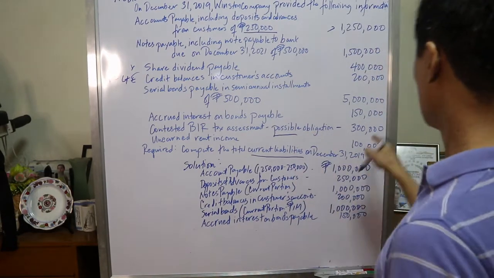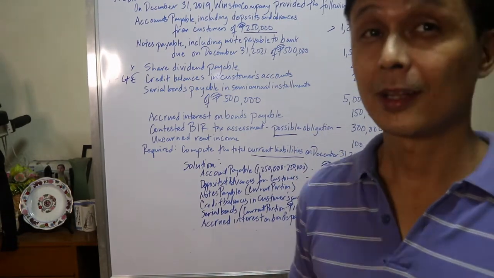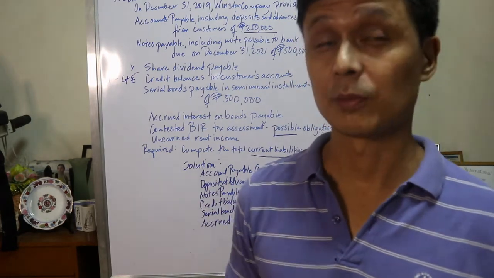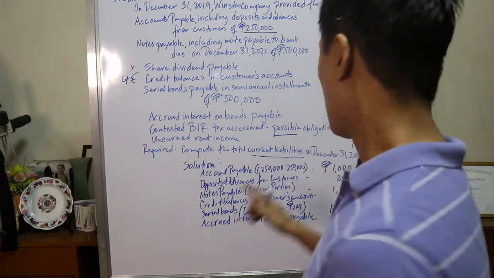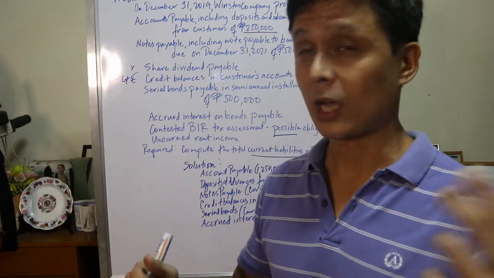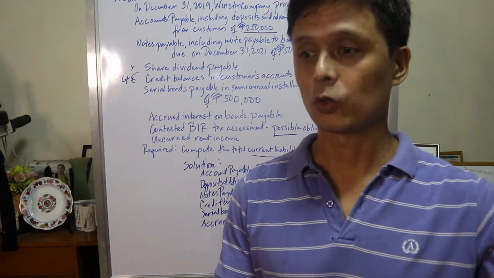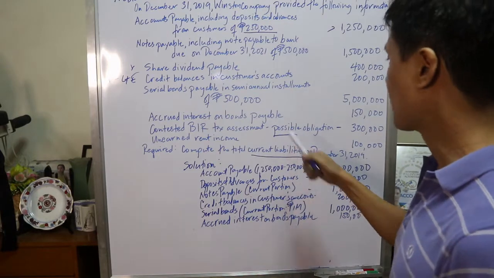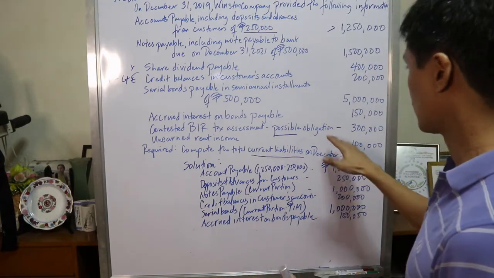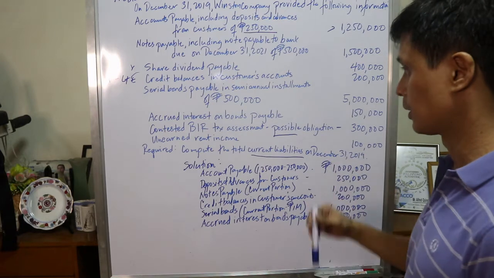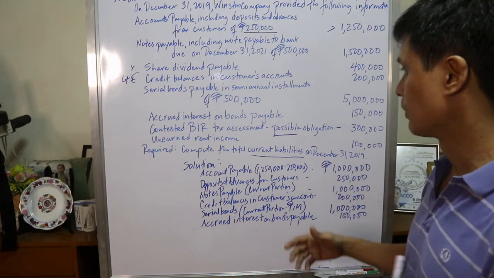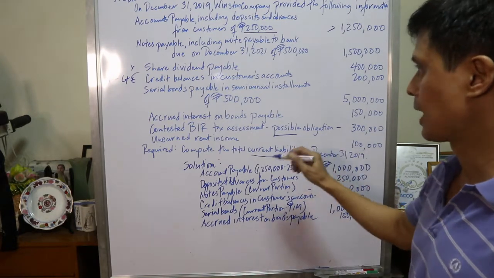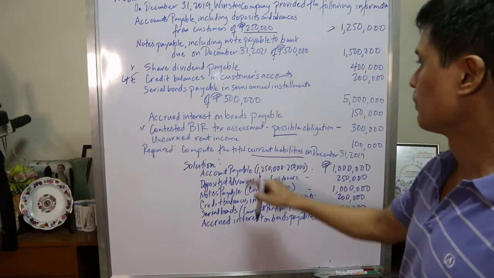Possible obligation, 300,000. Question: do we need to recognize that as part of the liability or current liability? If you want to check out my video about contingent liability and provision, there's a link I placed here. For a possible obligation, we do not recognize the amount of that obligation. So this is more like a disclosure, so it is not included in the current liability.